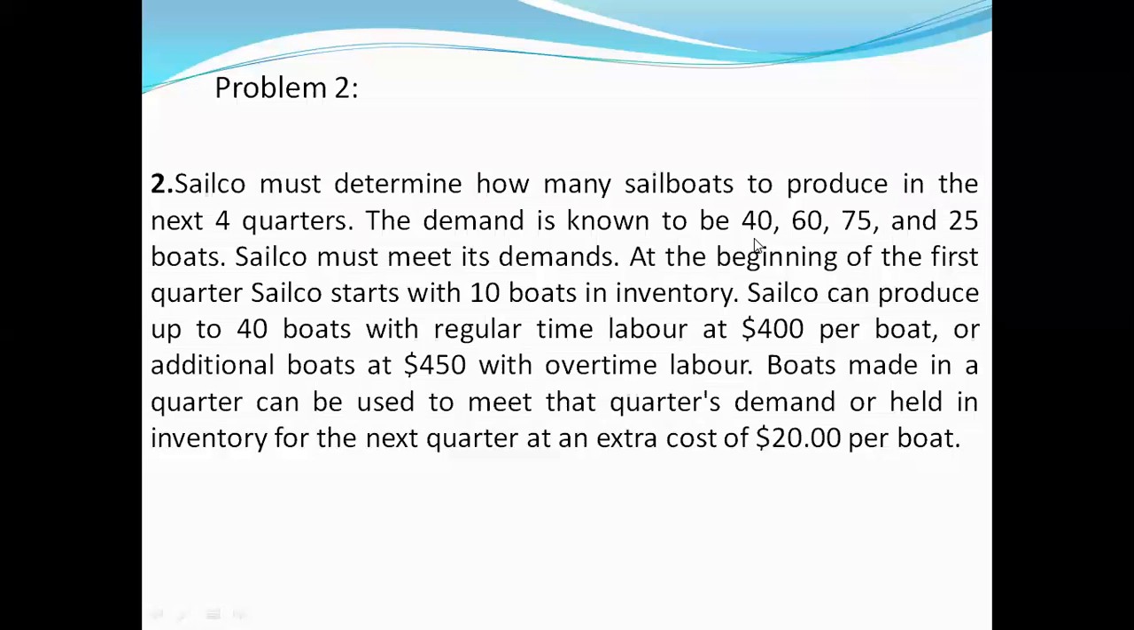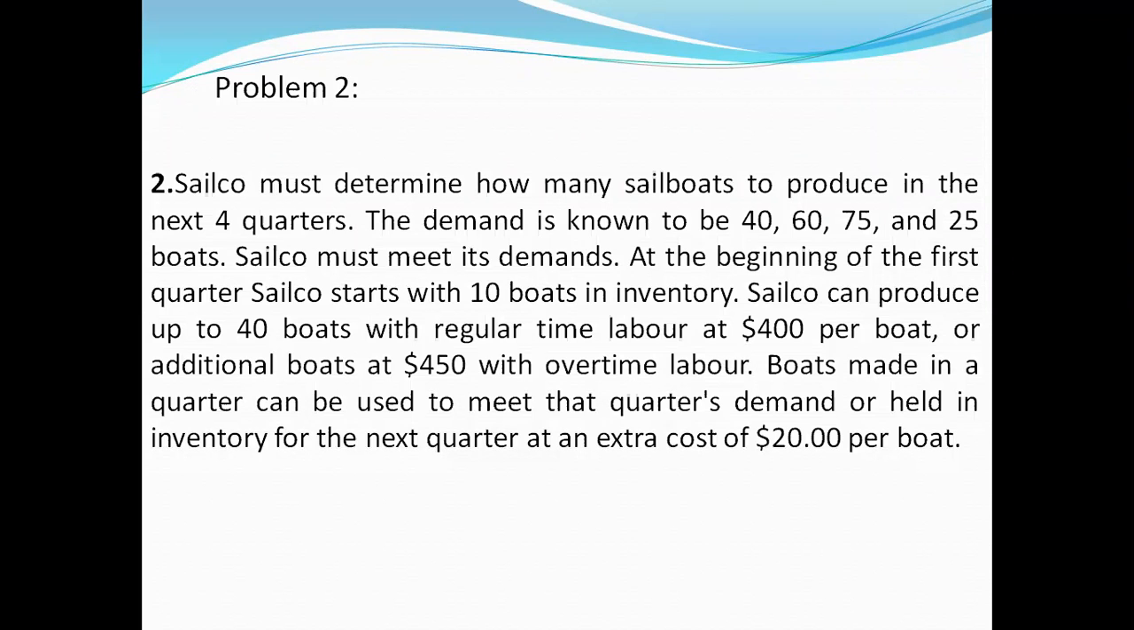For the first quarter it is 40, second quarter 60, third quarter 75, and fourth quarter 25 boats need to be manufactured. Let us schedule this into months. If January to December is considered, it's okay. Or else, if a financial year is considered, we calculate from April to the next March, April 20 to March 21.